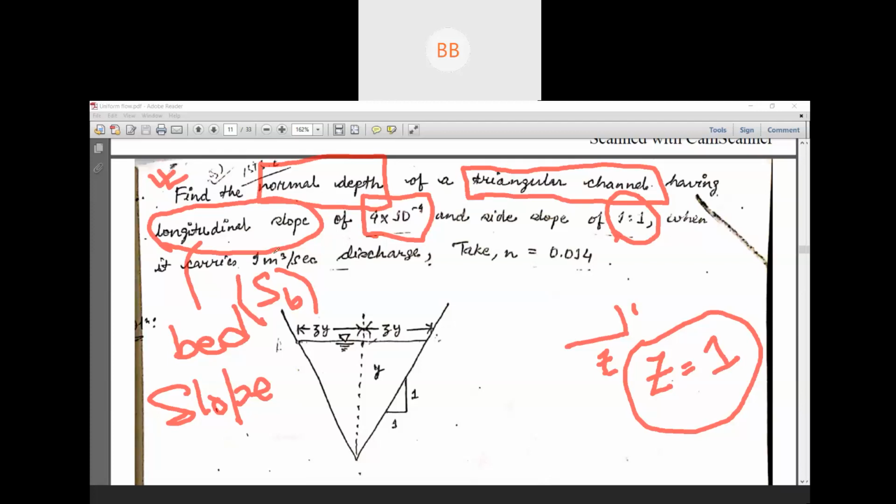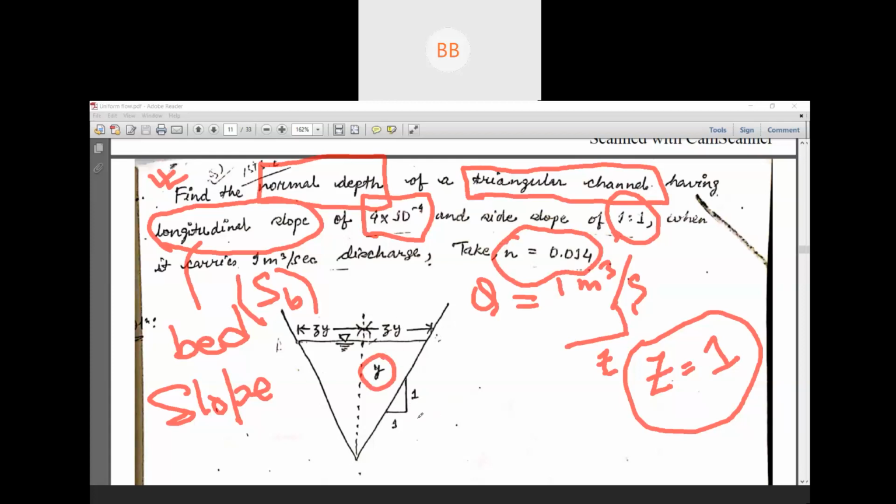And then discharge is given. Discharge is given 1 meter cube per second. And roughness coefficient is given 0.014. So we need to find out the normal depth, or you can say y. We need to find out the y value.